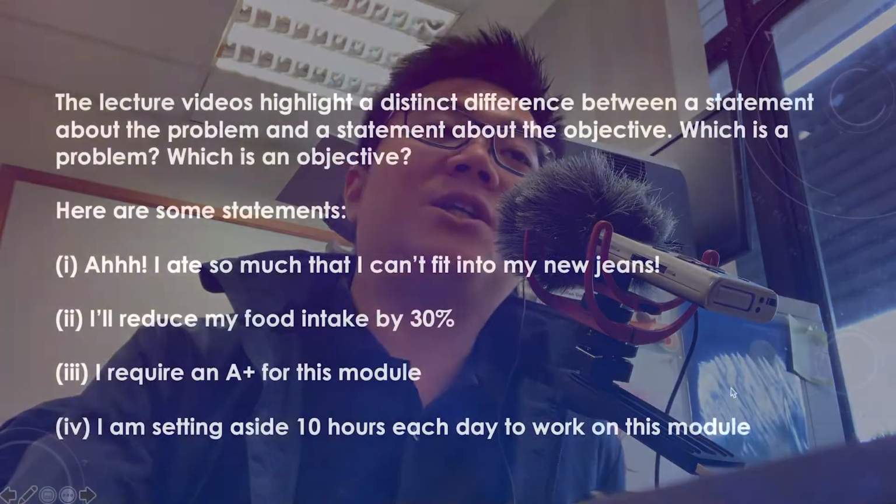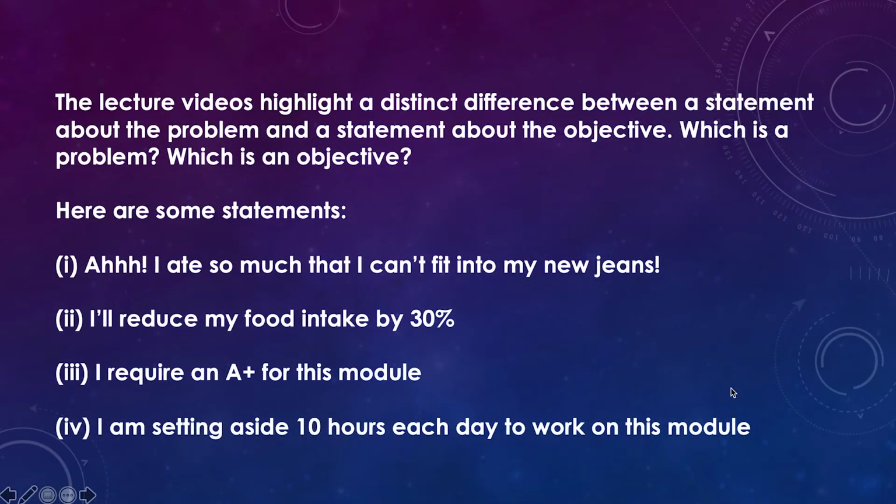So, alright, let's begin. So, lecture quiz 1. Alright, so first question asks you about the difference between a problem and a statement about the objective, yeah? Right? So, I ate so much that I can't fit into my new jeans. That is a problem. Is there any hint that you're trying to solve anything? No. How about the second one? I'll reduce my food intake by 30%. This sounds like an objective. Yeah, we're saying something that we're going to solve it.